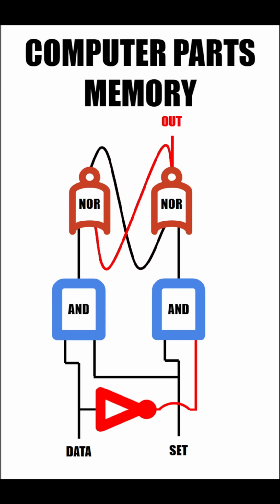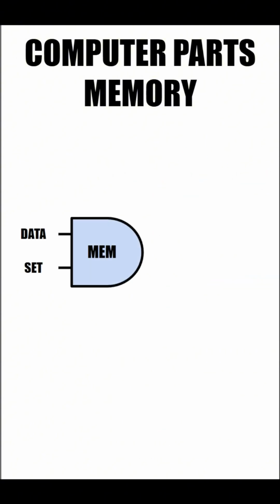Let's say that we wanted to save a zero now. Well, since our data is off, if we were to turn on our set, boom, we've saved a zero. But this is pretty complicated to look at. So let's replace it with a simple memory chip.